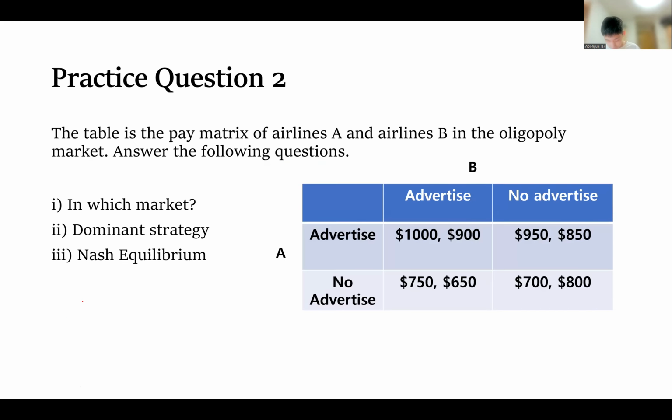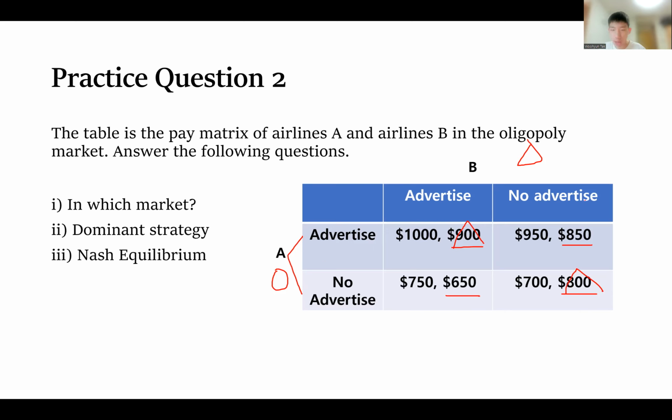That's about the payoff matrix. Then let's use circle and triangle again. A for circle, B for triangle. If A selects advertise, then B has to choose advertise or no advertise. This one brings more benefit than this one, right? Therefore, triangle for this. And if A chooses no advertise, B also has to choose no advertise because 800 is greater than this one. Therefore, triangle for this.